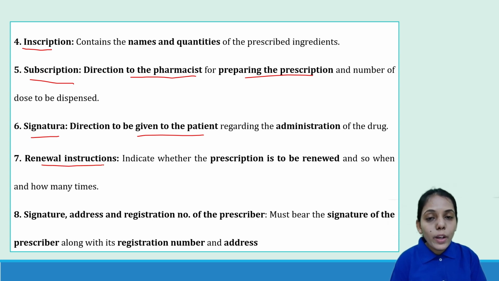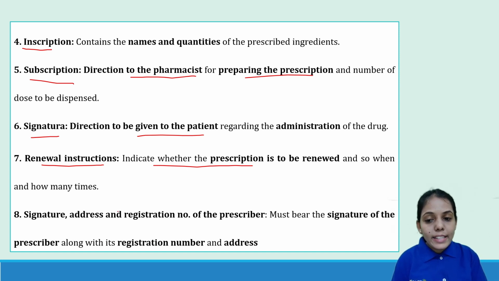Next comes the renewal instruction. For example, whether the prescription has to be renewed or not has to be written, and if it has to be renewed, then after how many days we can renew the prescription. So that has to be written. If renewal instructions are there, it indicates whether the prescription is to be renewed, and when and how many times it should be renewed, or how many times it is valid, or how many times it can be renewed again.